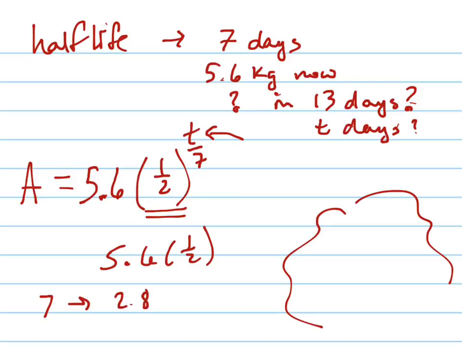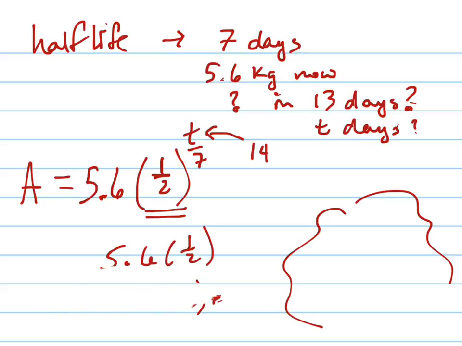And then what if it was 14 days later? If T was 14, what essentially am I doing? I'm multiplying by 1/2. How many times? Twice. Once was going to give me 2.8, and then doing it again is take half of it again. So 1.4. That's what will happen after 14 days, etc., etc.